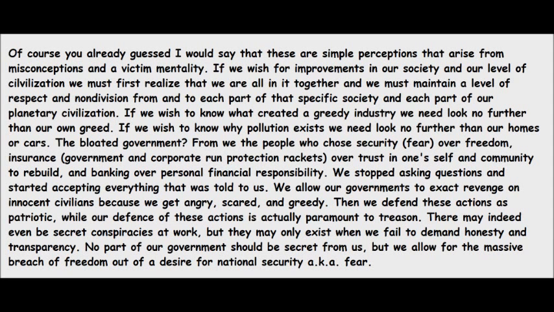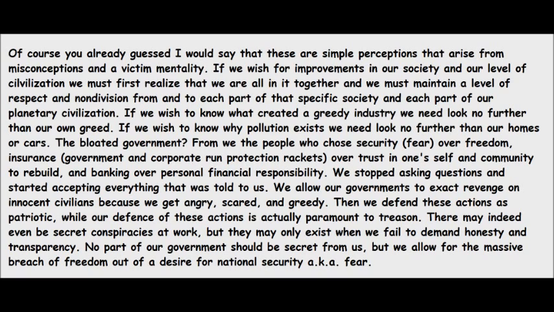Of course, you already guessed I would say that these things are simple perceptions that arise from misconceptions and a victim mentality. If you wish for improvements in our society and our level of civilization, we must first realize that we are all in it together, and we must maintain a level of respect and non-division from and to each part of that specific society and each part of our planetary civilization.